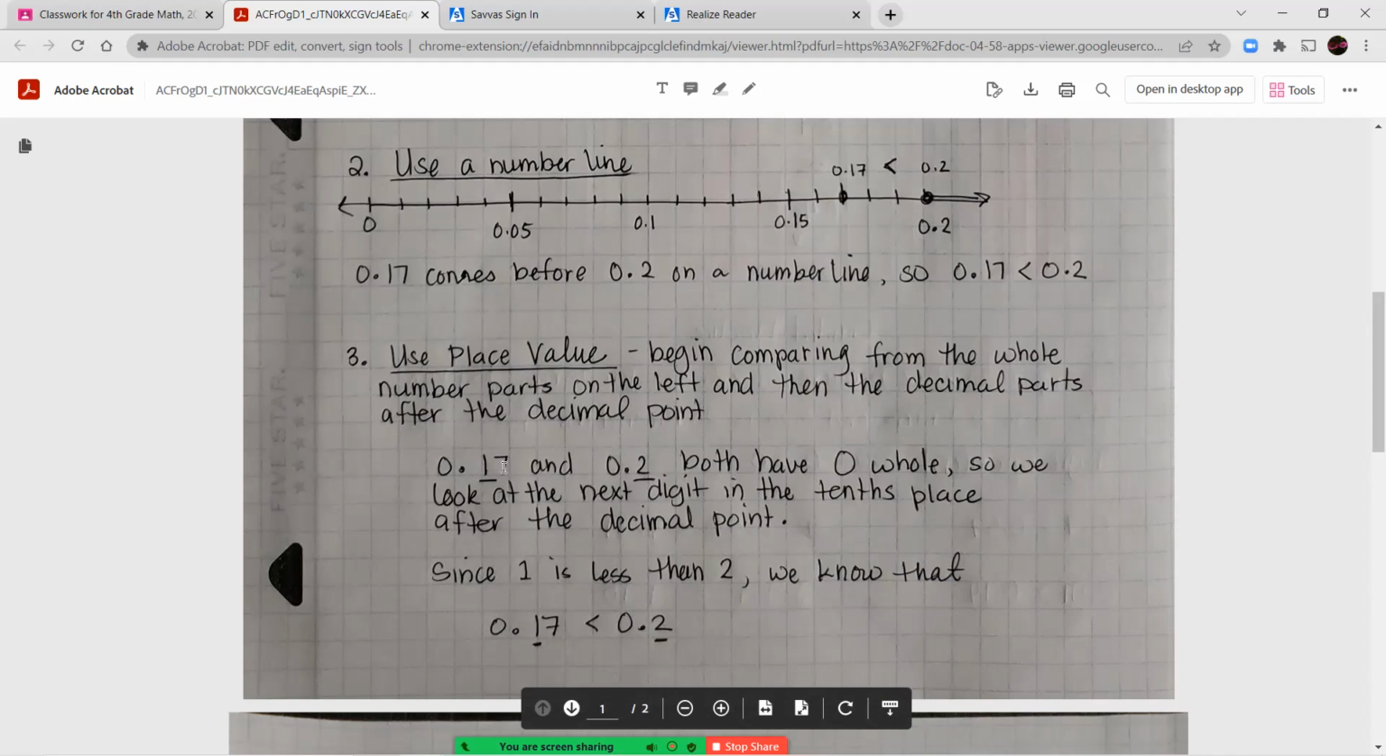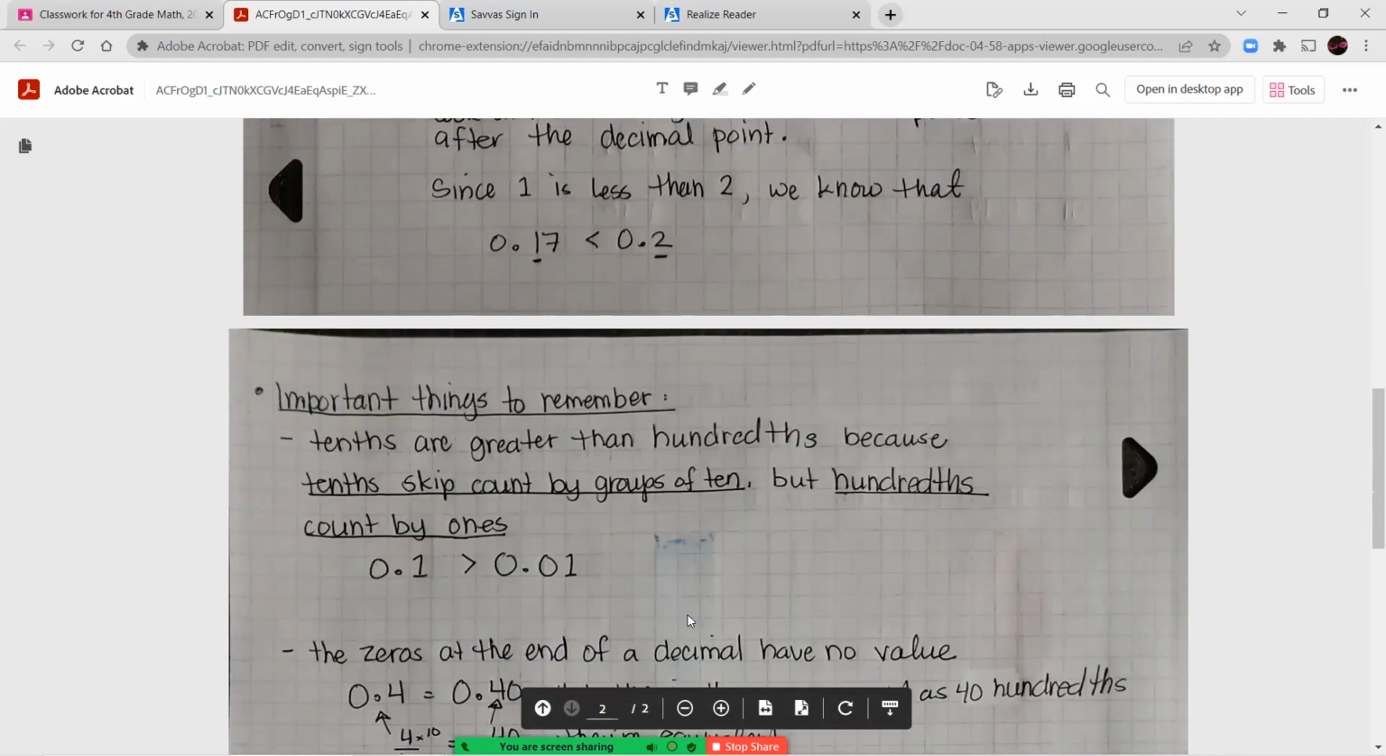7 ones are not enough to equal one of my 10s. So this is going to be less. So 17 of my ones or 20 of my ones, 17 of them is going to be less. Since that 1 in the tenths place is less than the 2 in this tenths place, I already know that 0.17 is less than 0.2.